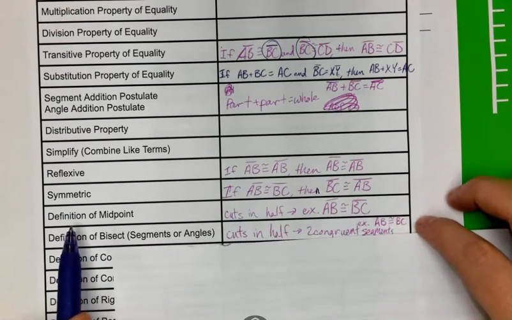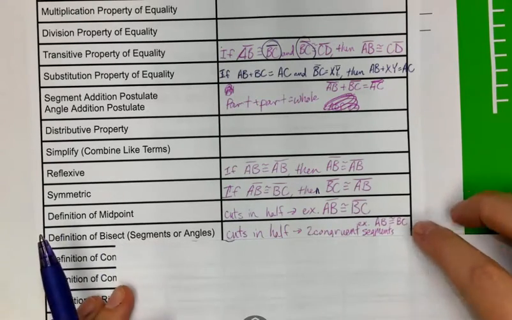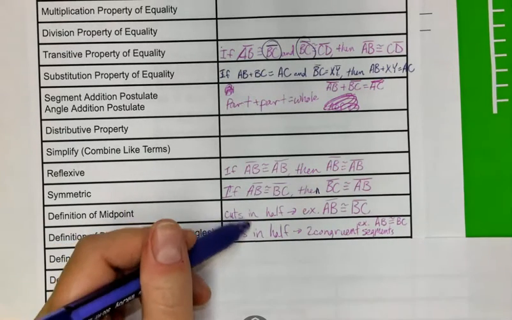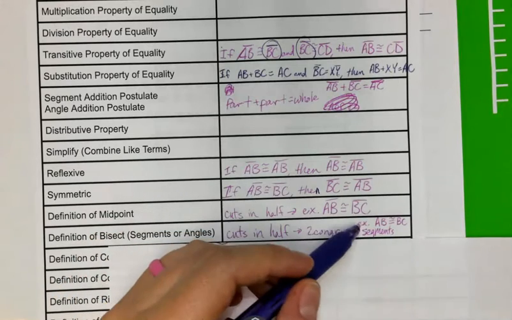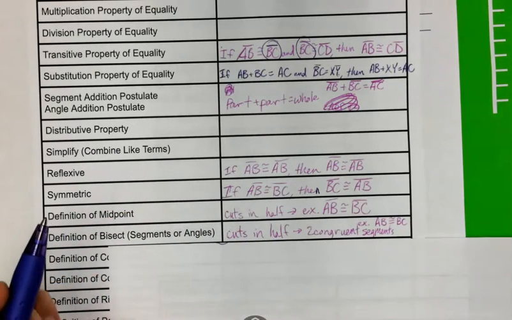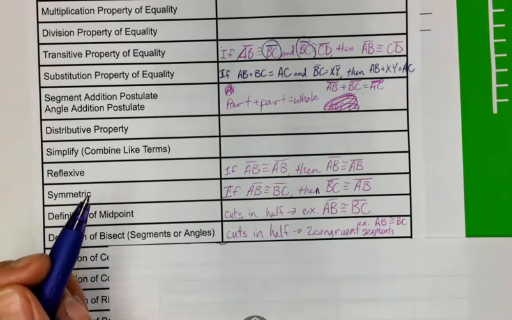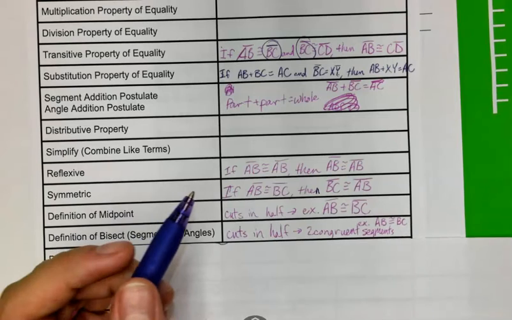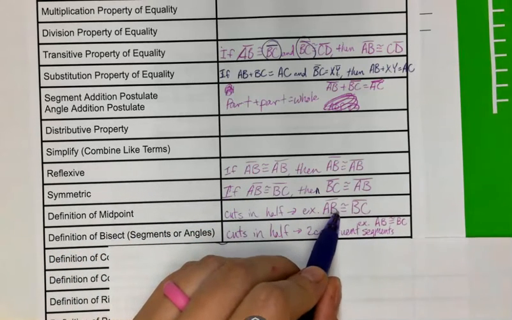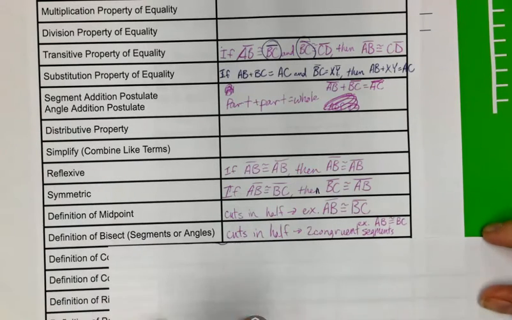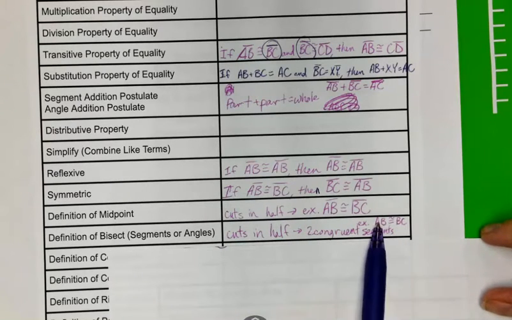Next, for midpoint and bisect, they're pretty much the same. For definition of midpoint and definition of bisect, they kind of mean the same thing. They both mean to cut in half. If something is the midpoint on a segment, then midpoints technically bisect the line, so it cuts the line in half. It would just be saying this segment is congruent to this segment because it is cut in half by the midpoint. Same thing for definition of bisect. It cuts in half, and then we've got two congruent segments. Example would be AB is congruent to BC.